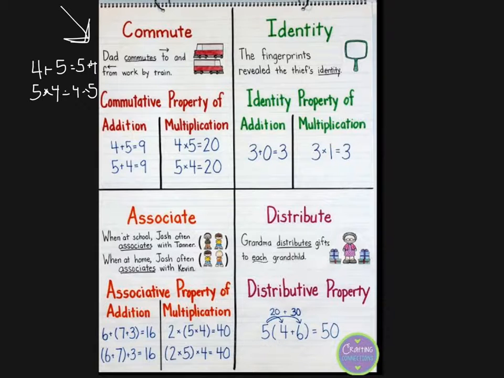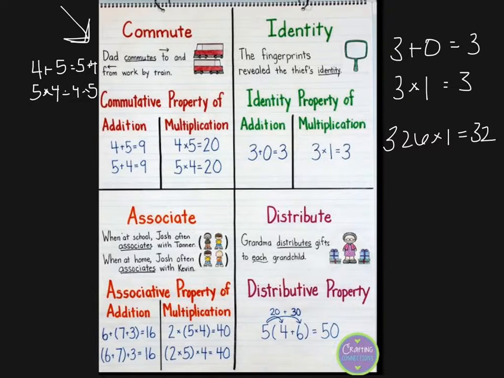Then we have the identity property. The fingerprints revealed the thief's identity. And the identity property just says if I add 0 to any number, the answer is going to be that number. And same with multiplication, if I multiply any number by 1, it's going to be its identity. It's going to be itself. So I can multiply 326 by 1, and it's still going to be 326.